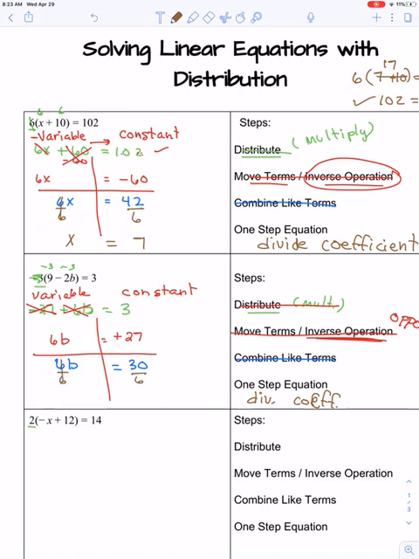6 divided by 6 is 1. So we're just left with b. Remember, we don't write 1 as a coefficient. 30 divided by 6 is 5.